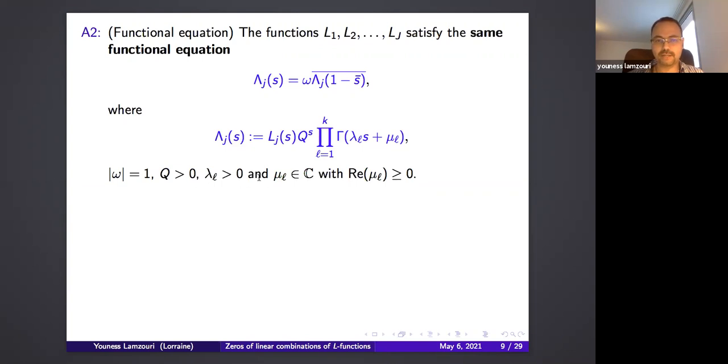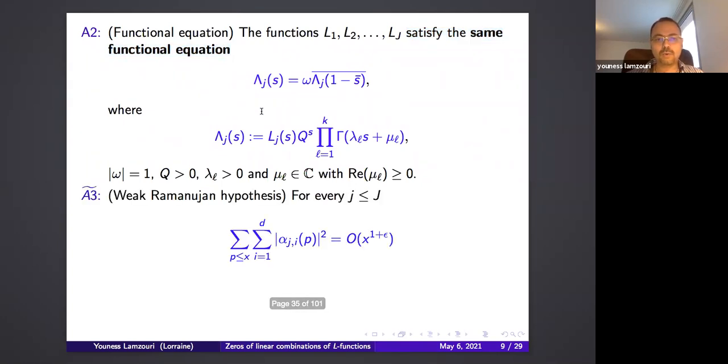This is just some technical conditions. Then you have a functional equation relating the value of the completed L function to the complex conjugate at 1 minus s bar. And then you have some number here with absolute value 1, which is usually called the root number. So this is just a general form of the functional equation. But the important thing that we want here is that all these L functions satisfy the same functional equation.